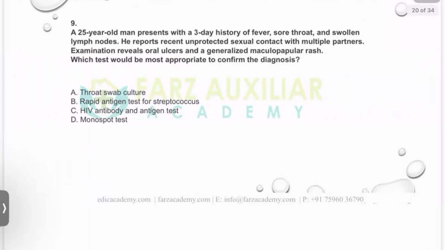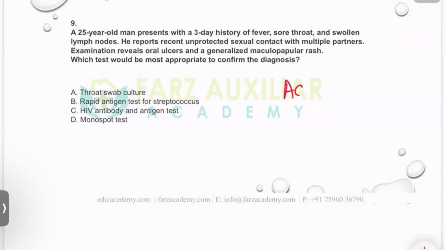A 25-year-old man presents with a 3-day history of fever, sore throat, and swollen lymph nodes. He reports recent unprotected sexual contact with multiple partners. Examination reveals oral ulcers and a generalized maculopapular rash. What will you do to confirm the diagnosis? What do you think the patient has?